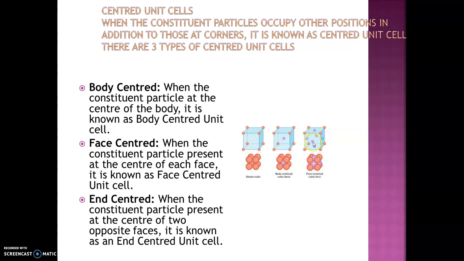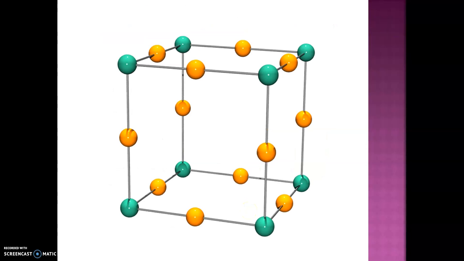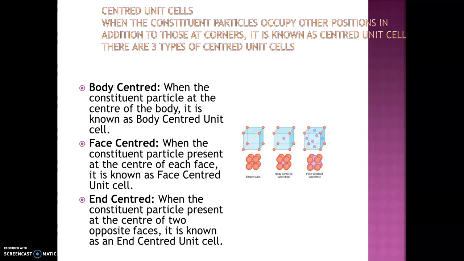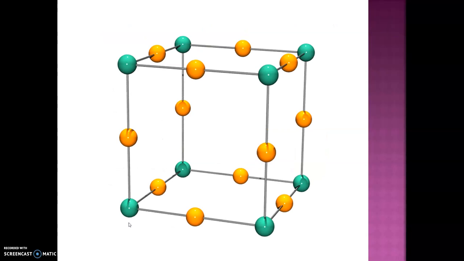8 corners and 6 faces. Then another type is end-centered. End-centered means when the constituent particle is present at the center of two opposite faces, it is known as end-centered. You can see here.